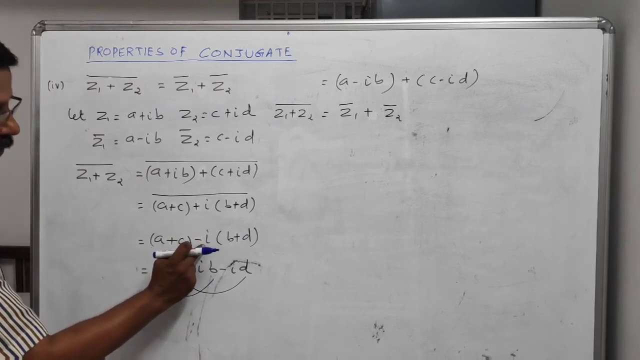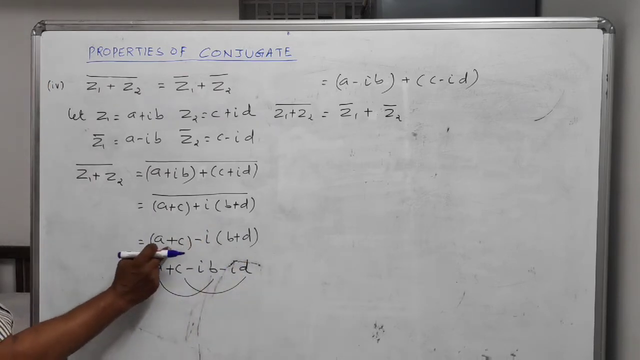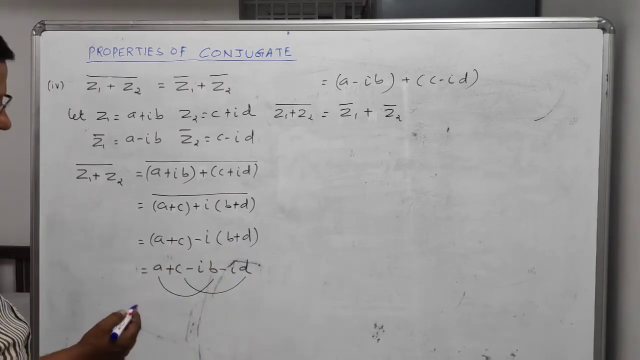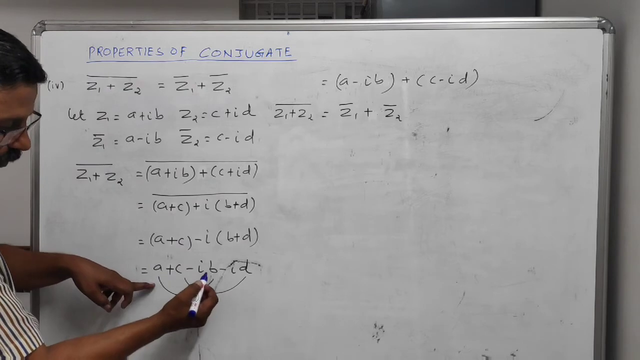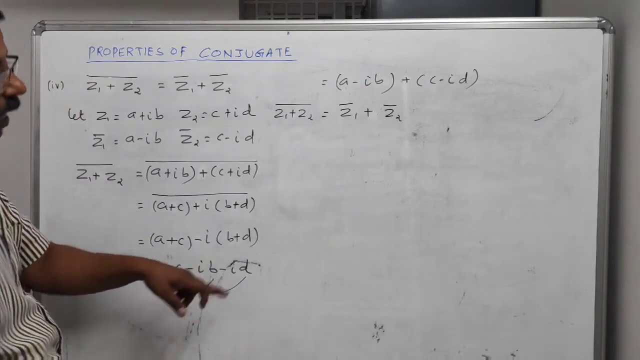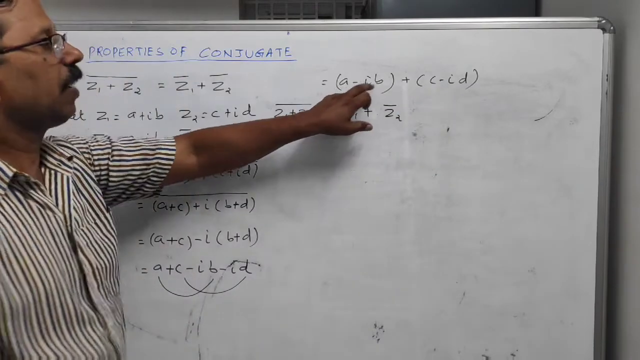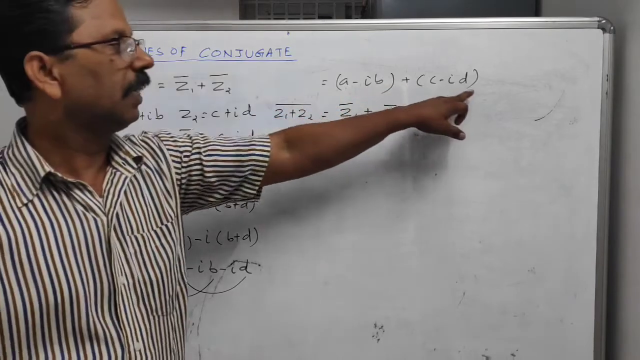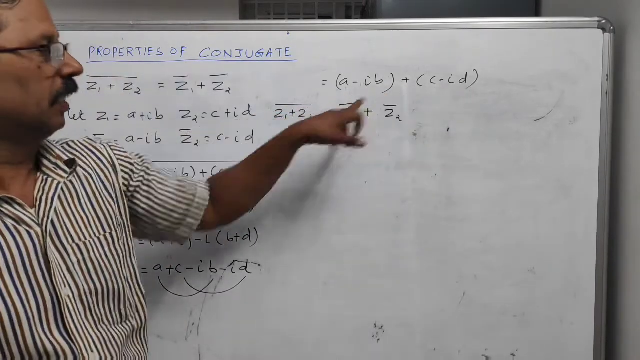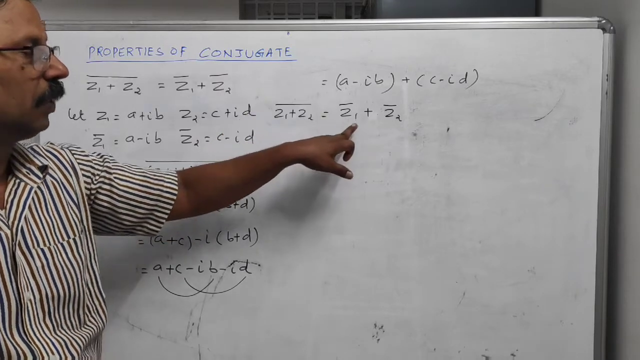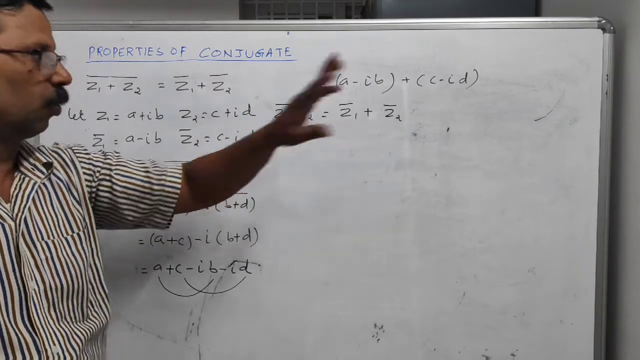Now, after this step, you just remove this bracket. A plus c minus ib minus id. Now, after that, again we are rearranging. We are clubbing a with minus ib. A minus ib plus c minus id we are writing. This a minus ib is nothing but Z1 bar. C minus id is nothing but Z2 bar. Therefore, you can write Z1 plus Z2 whole bar is equal to Z1 bar plus Z2 bar.